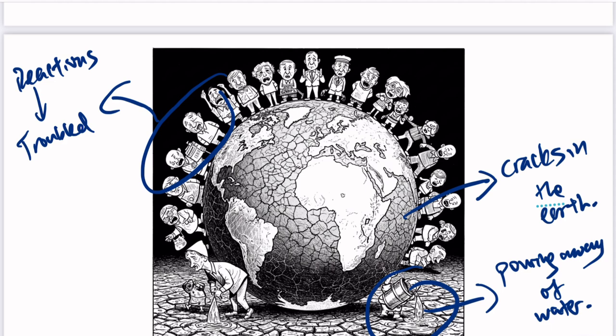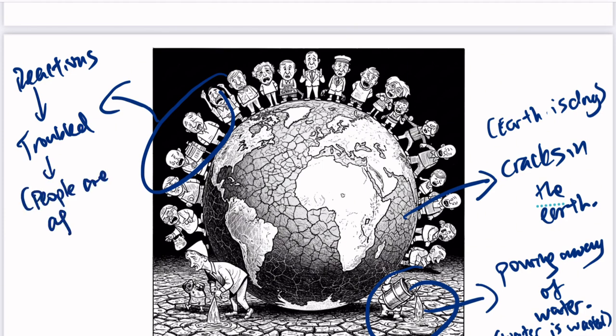Basically, if we look at this as a whole, the essential understanding we get here is that, first of all, cracks in the earth. We can see here that the earth is dry, correct? The earth is dry. Okay, pouring away of water. That means to say that water is wasted. And from here, you can see the troubledness of it is that people are affected by something. Essentially, what we can see is cracks on the earth, people are affected. We can see that people are affected by cracks in the earth.